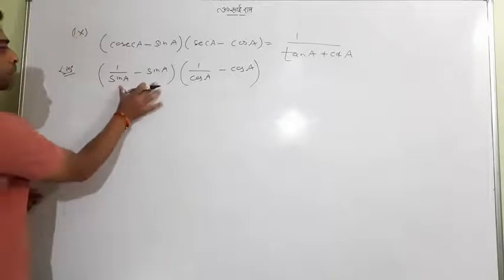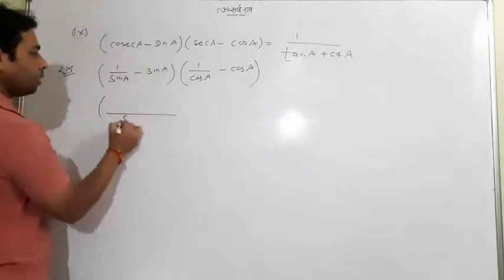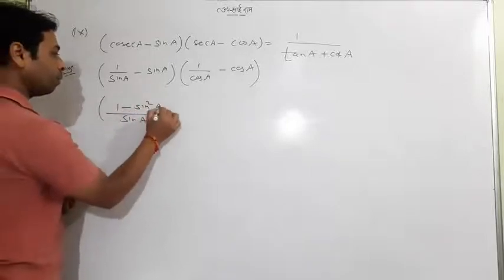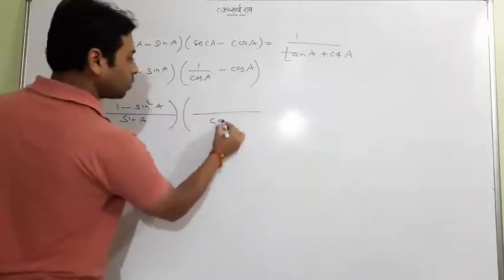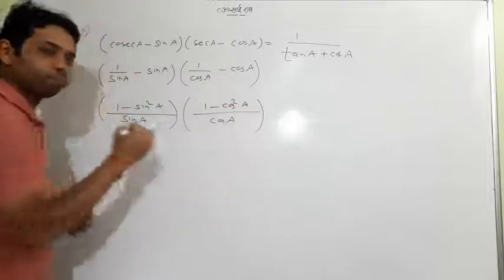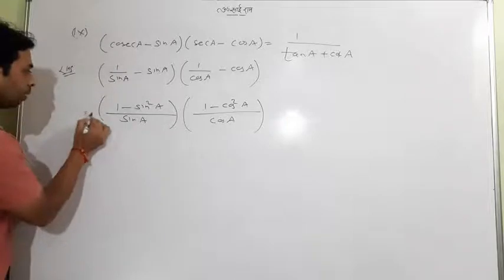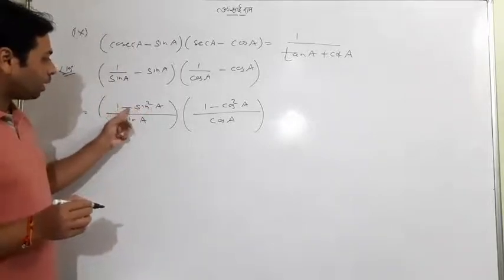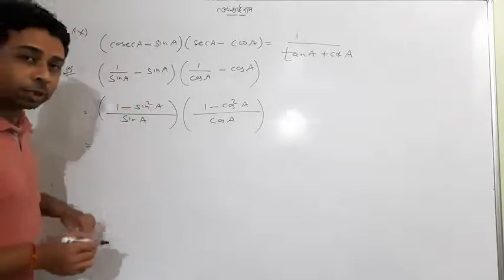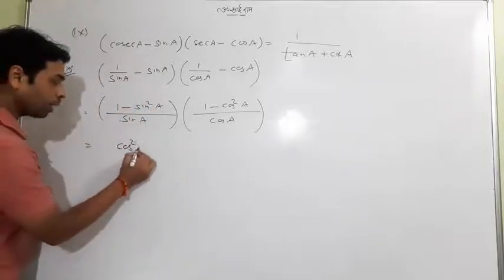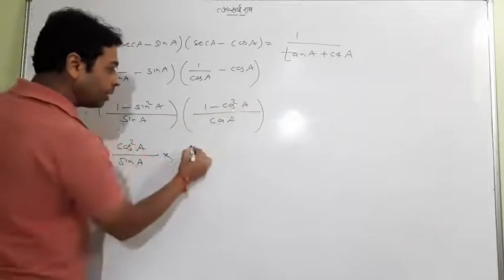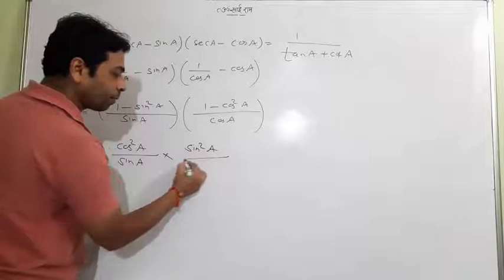Now take an LCM of this. This is sin into (1 minus sin squared). Simple. And this is cos into (1 minus cos squared). We have taken an LCM. Now what happened? If you read this, 1 minus sin square theta, it's an identity. So 1 minus sin square theta is equal to cos square theta. So cos square a upon sin a. 1 minus cos square a is again an identity, sin square a upon cos a.